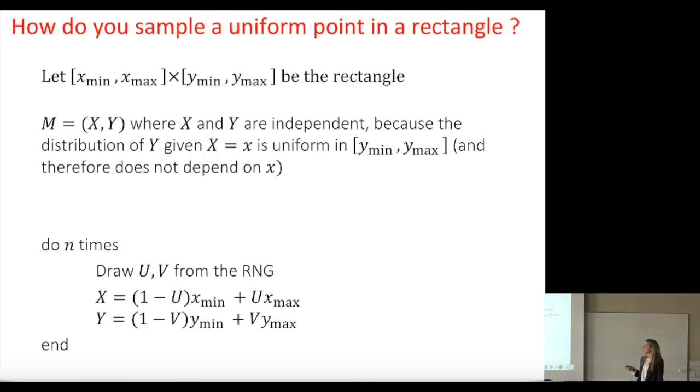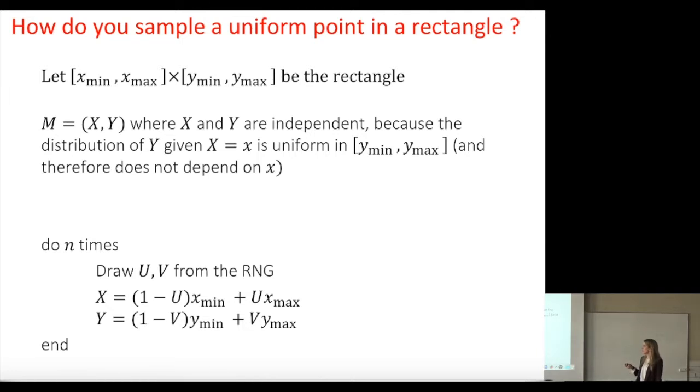Assume that we have a rectangle between x min and x max, so the x-axis, and y min, y max is the y-axis. First we check if x and y are independent. We see that the distribution of y, given that x is equal to x small, is again uniform between y min and y max. Therefore, it does not depend on x small. Therefore, they're independent, both of them.